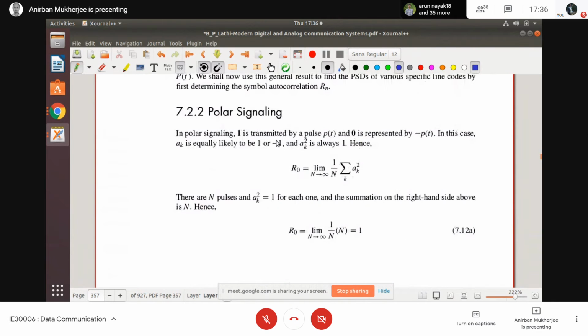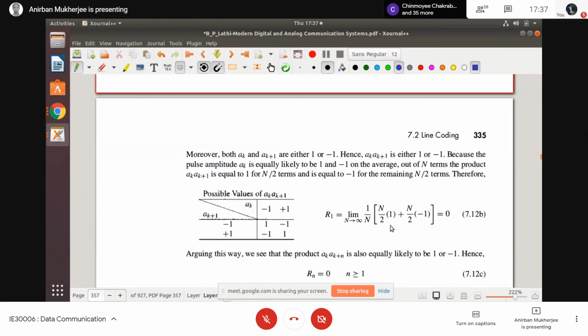Say in the case of a polar signal. In polar signaling, 1 is transmitted by a pulse p(t) and 0 is represented by a pulse minus p(t). Now A_k is equally likely, where A_k is the symbol. I can take 1 and minus 1. So A_k squared is always 1. What is my R0? If you remember, R0 is the summation of A_k squared over n as n tends to infinity. There are n pulses, I am assuming. A_k squared is 1, so R0 is 1.